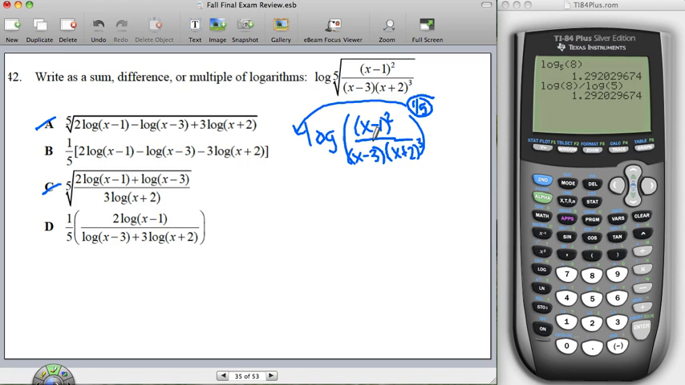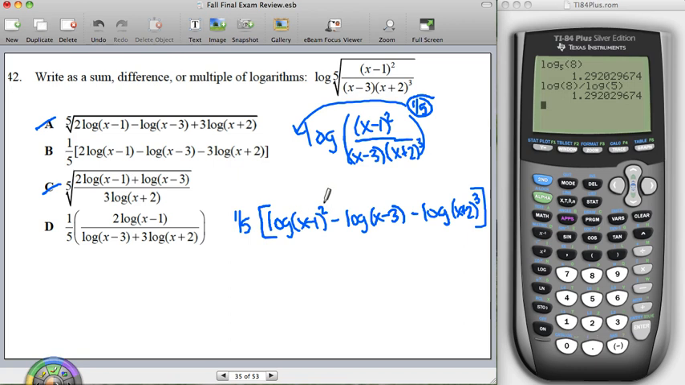So since I'm dividing, you're going to be subtracting. So this would be the same thing as log of x minus 1 squared minus log of x minus 3 minus log of x plus 2 cubed. I'm going to go ahead and put all of that with the 1/5 in the front. And then, of course, you need to bring down your exponents because you can't have exponents when you're expanding logarithms. So my solution is going to be B.